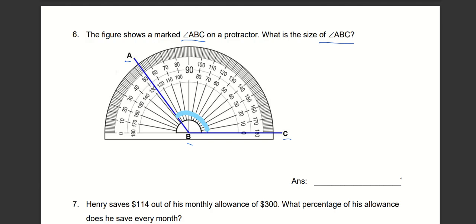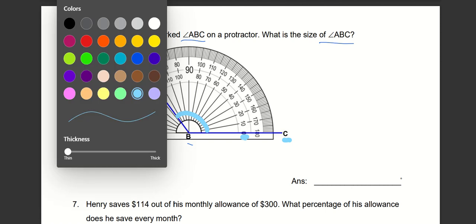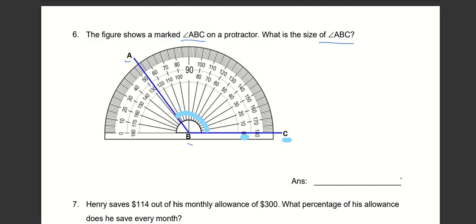Right, so this is the turn. You can see starting from the 0 here, where C is, we go from this point here, 0, and the turn to where A is. So it's an obtuse angle. That's the first clue to help ensure that we know the size of the angle correctly.